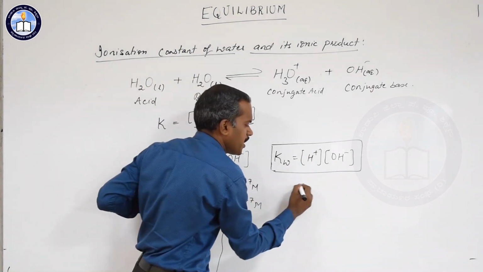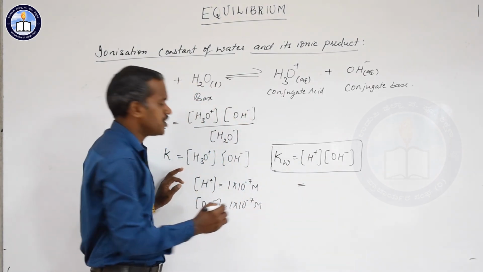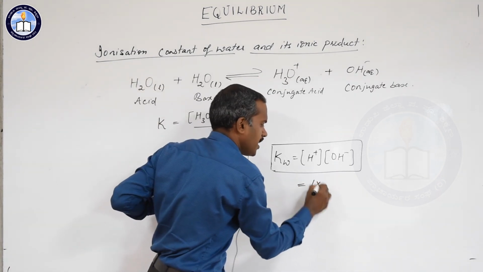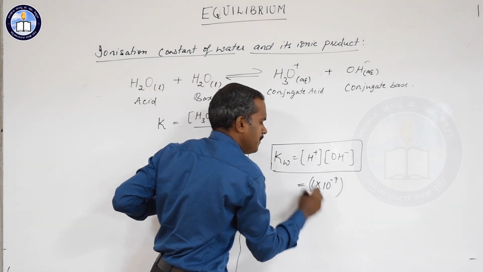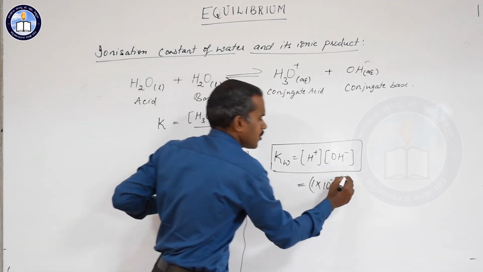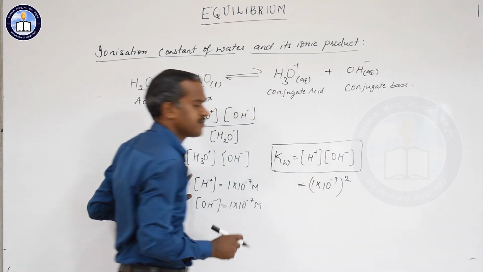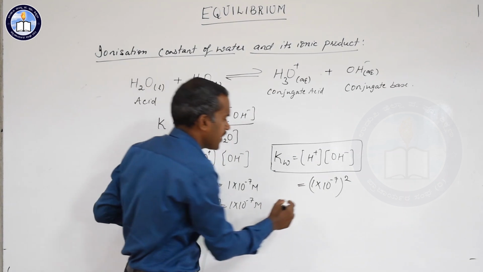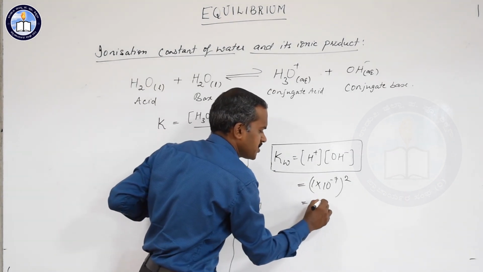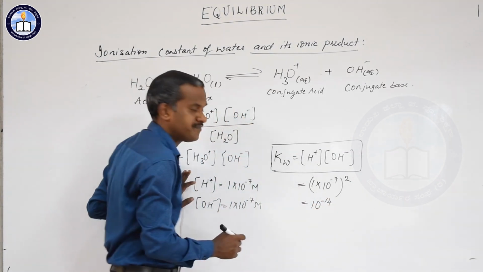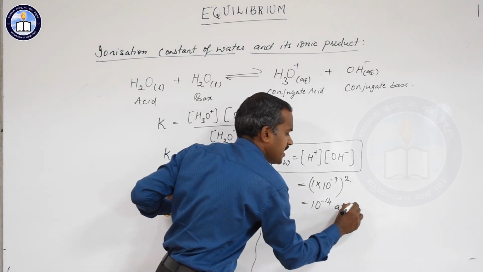So the ionic product of water, what we got, you can write as 1 into 10 to the power minus 7, squared, because the concentrations of these two are the same. So I can write the ionic product of water is 10 to the power minus 14 at 298 Kelvin.